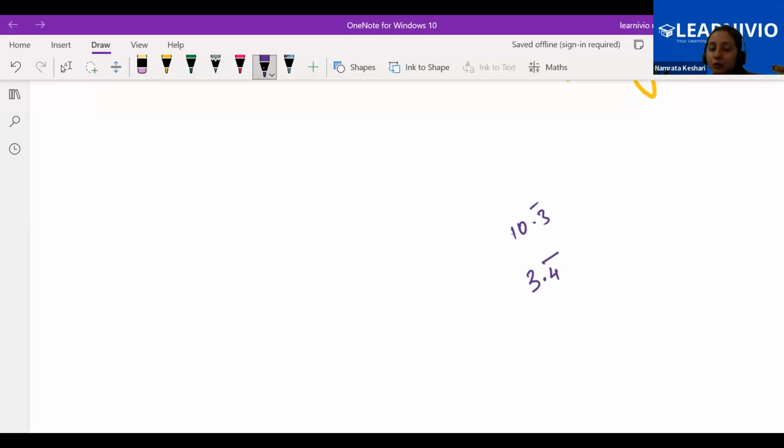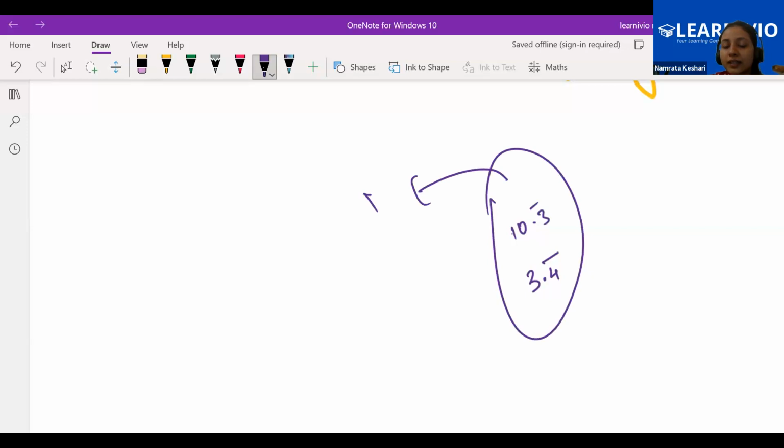Okay. So how do we write this type of rational number in the form of p by q? Because we are calling it a rational number, and we have learned in the previous class that any rational number can be written in the form p by q.